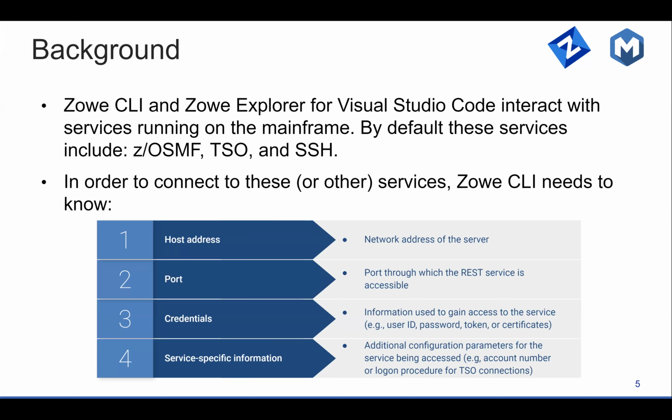And in order to access these services, Zowe CLI needs to know a few things to create the connection. These include the host address that points to the system you're connecting to. We also need to know the port number for the service running on the mainframe. And then we need to send some form of credentials to authenticate to the service, which could be user and password, could be token, could be certificates.